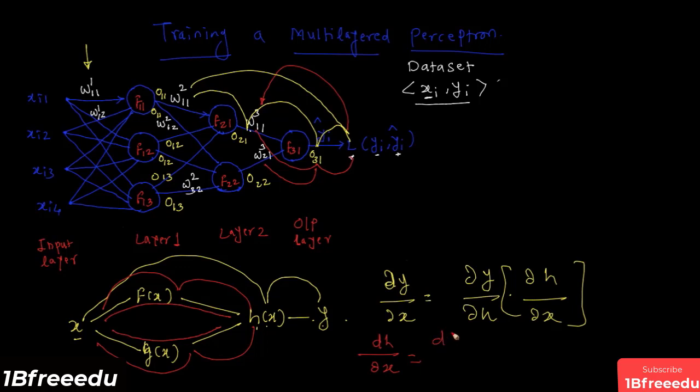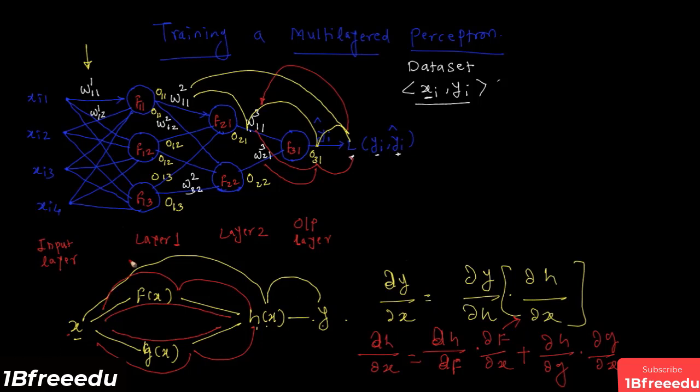So dou h by dou f into dou f by dou x, because they are partial derivatives, plus this path derivative dou h by dou g into dou g by dou x. That is how I compute the derivative of this with respect to this. We have two parallel paths, so I take the derivative of this path plus the derivative of this path. Chain rule is applied here and here as well, and I'll substitute this here to get dy by dx.